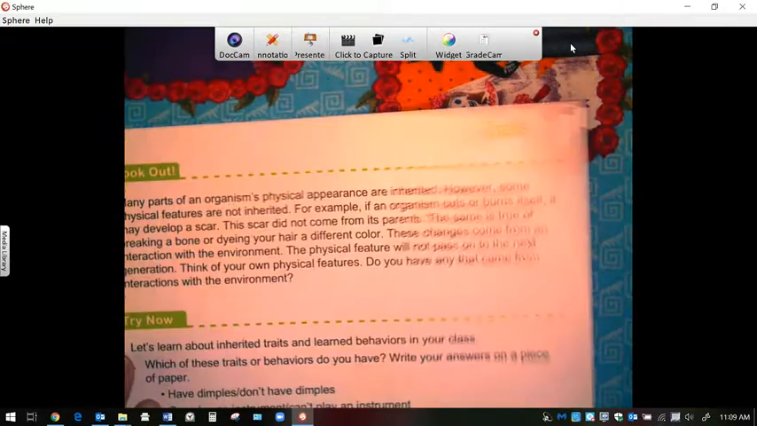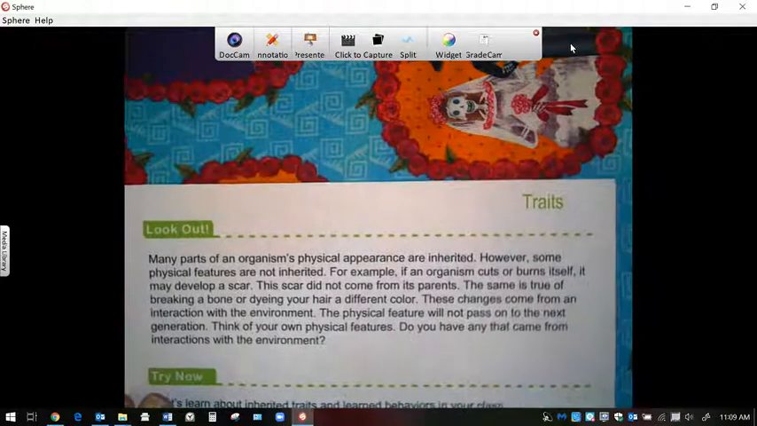So this is still on page 84. We're still on page 84.